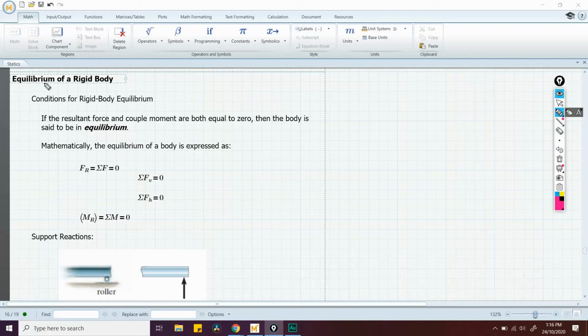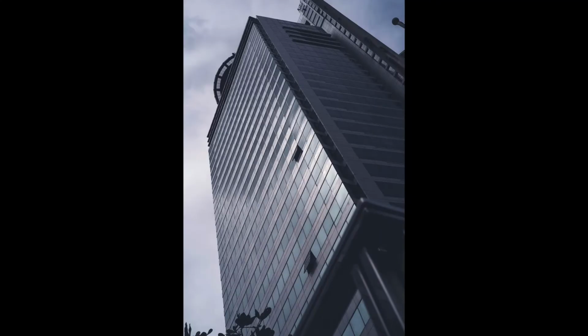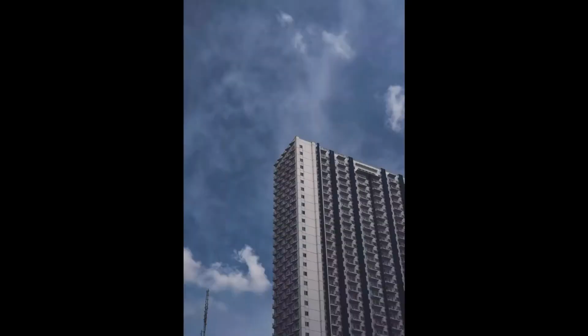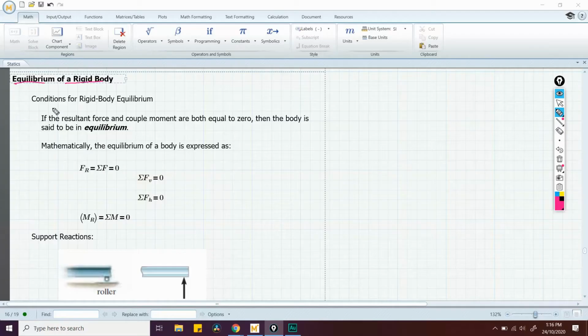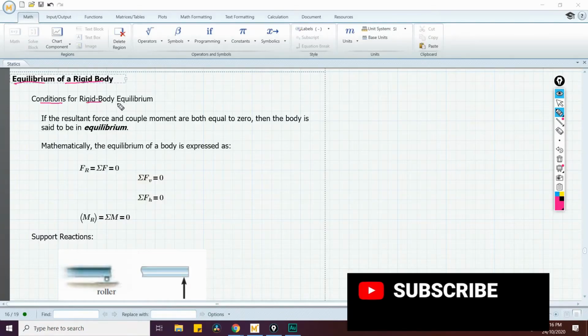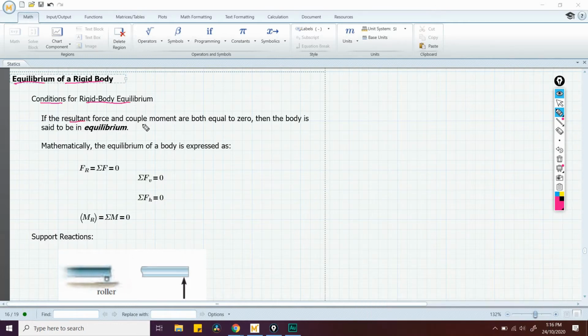Okay, equilibrium of a rigid body. So, ano ba yung conditions para masabi natin na yung rigid body natin ay in equilibrium? Okay, dapat yung resultant force and couple moment natin are both equal to 0. So, equate lang natin yung summation of forces and summation of moments natin sa 0. Ganun lang siya. Then, kapag ganun na, syempre, pag sinamation mo sila lahat, it will be equal to 0. Then, it is said that the body is in equilibrium.